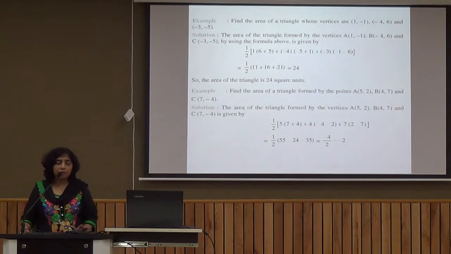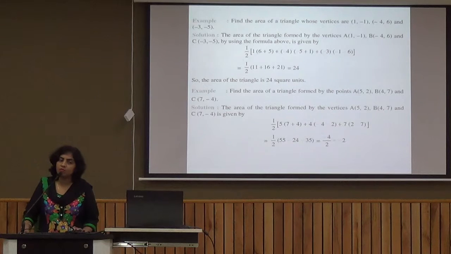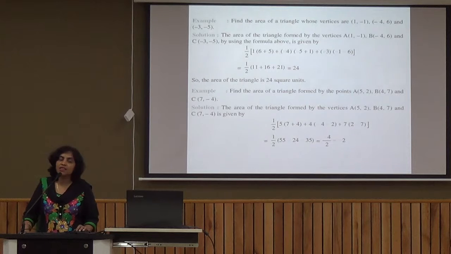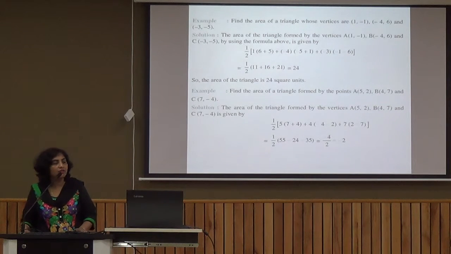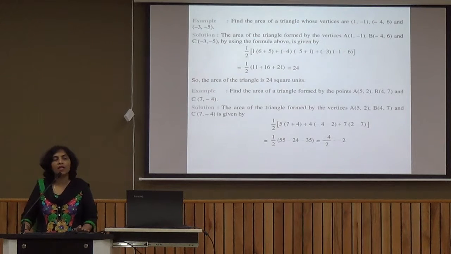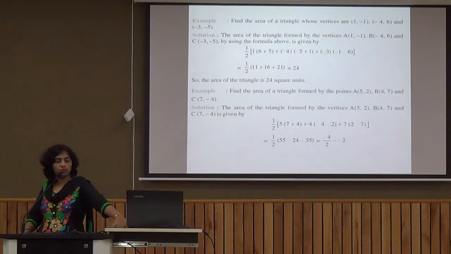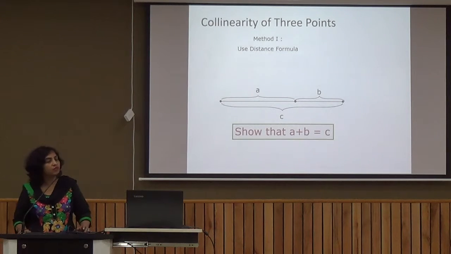Let's see another example in which, when we solve for the area of the triangle, the value comes out to be negative. Find the area of the triangle formed by the points A (5, 2), B (4, 7) and C (-7, -4). When we put all these values in the formula, we get minus 4 upon 2, which equals minus 2. But as an area cannot be negative, we take it as 2 square units. So the area of this triangle would be 2 square units.